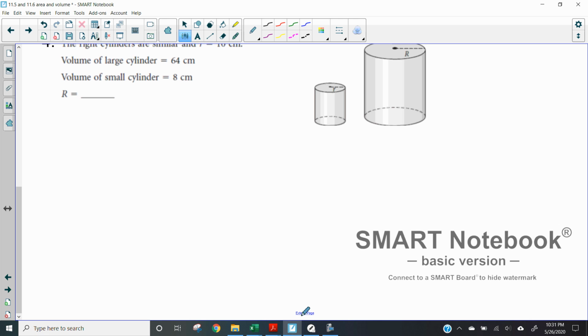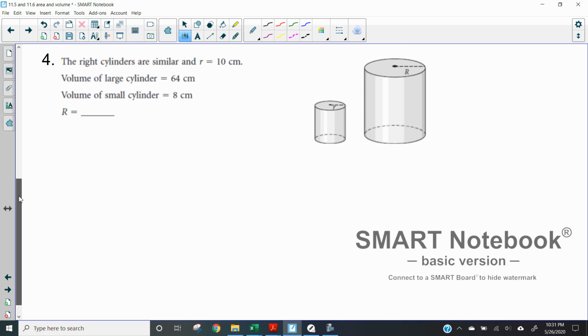The volume of the large cylinder is 64, the volume of the small cylinder is 8. Okay, they give us one of the smaller radii. We're looking for the larger one, R. So this, again, we're sort of working backwards here. So we're going to start with the volume ratio.